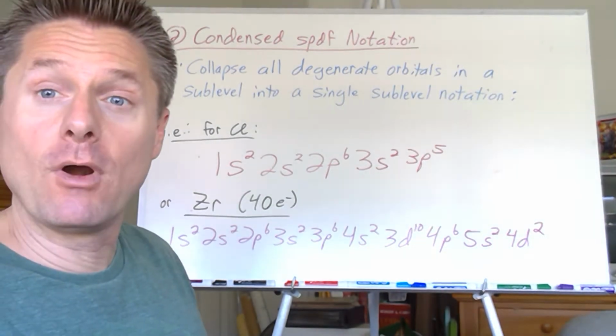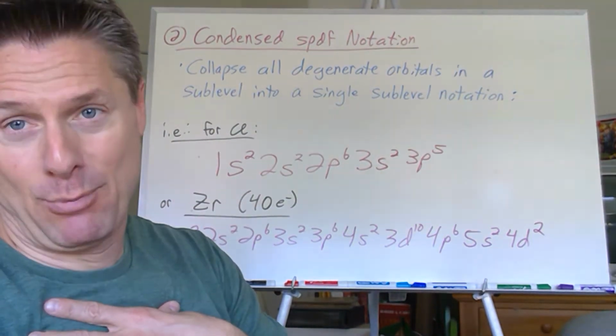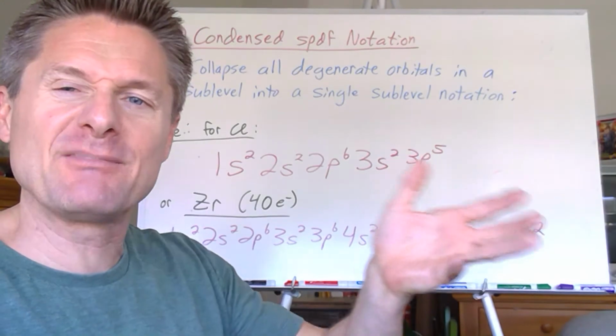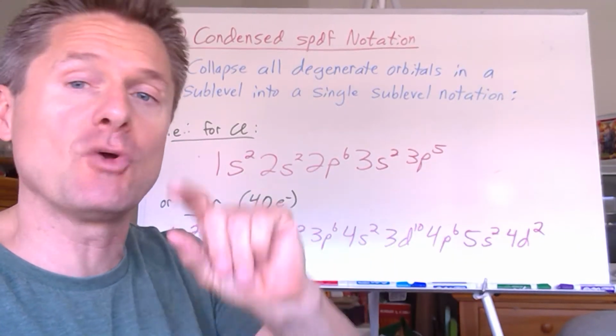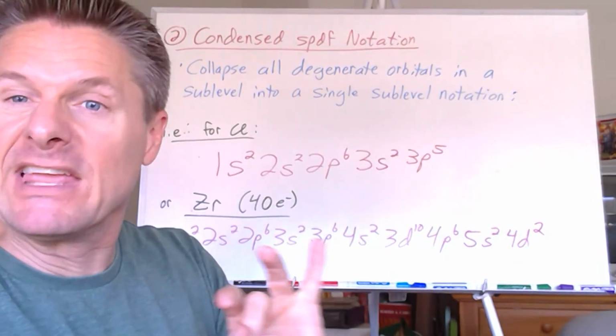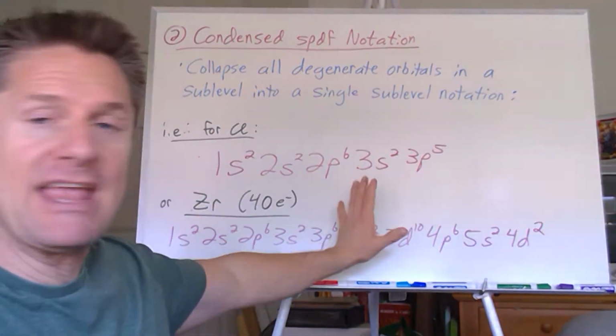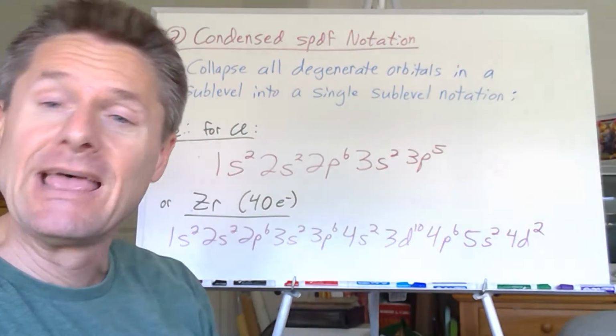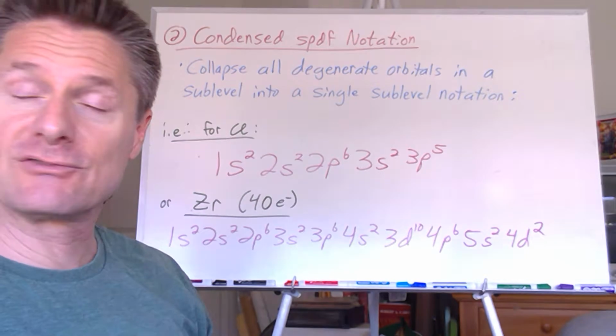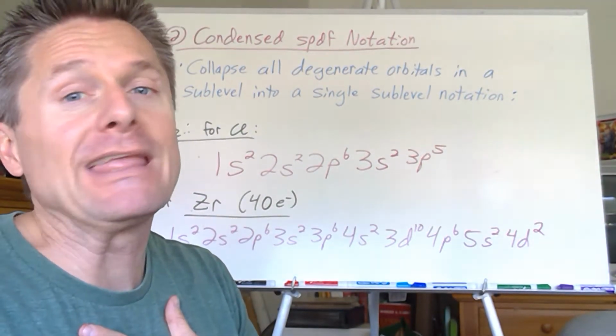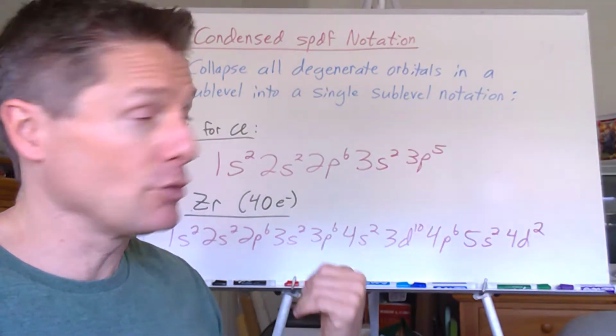Pretty straightforward. Let me show you my personal favorite, which is a spin off the expanded SPDF notation where we actually show all the orbitals, but we're not going to label the individual orbitals. So it's kind of a combination of these two, but we're going to draw boxes to represent each individual orbital. It's called an orbital box diagram. My favorite, it gives you the most information. So let's do chlorine for that.